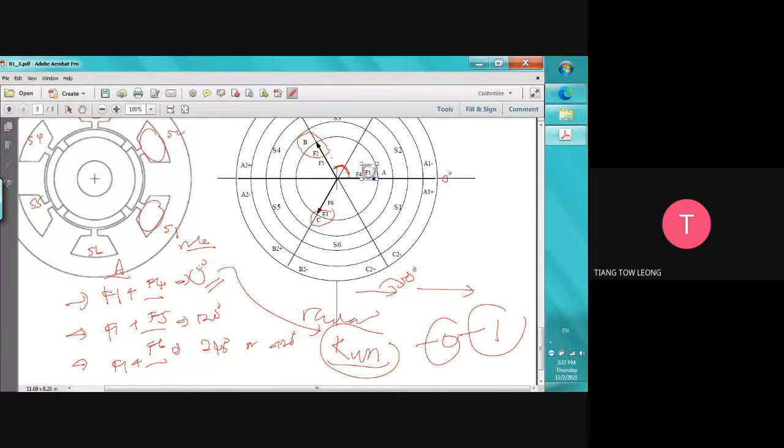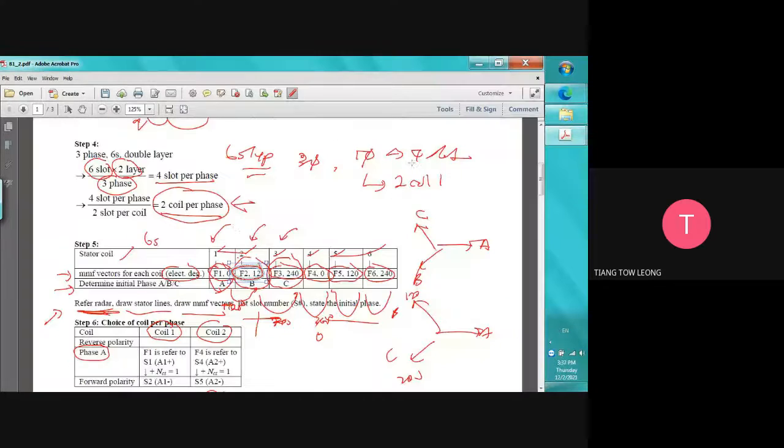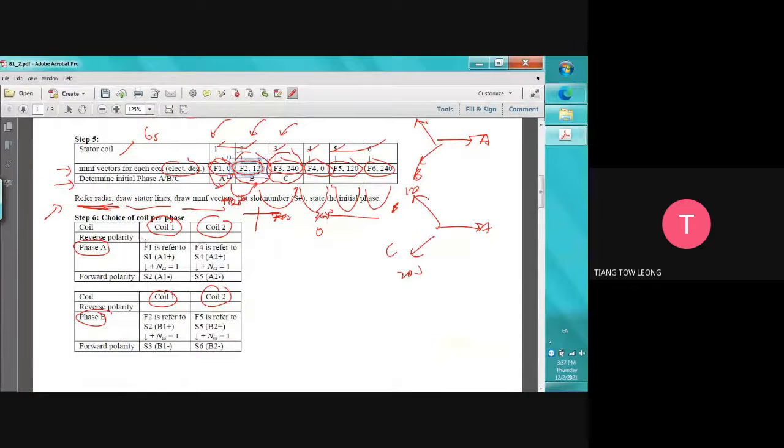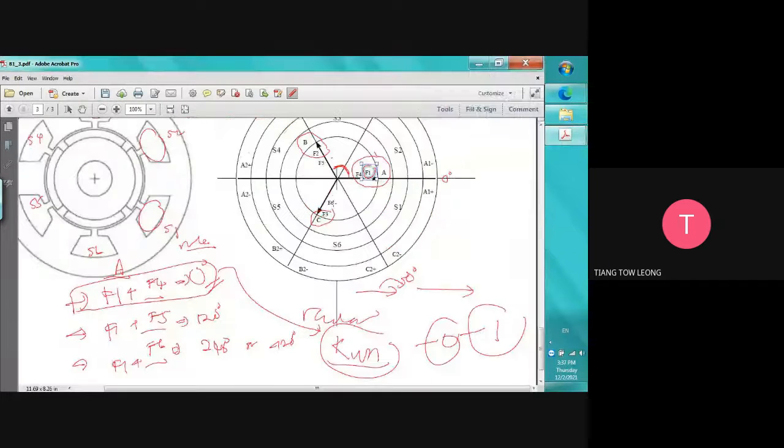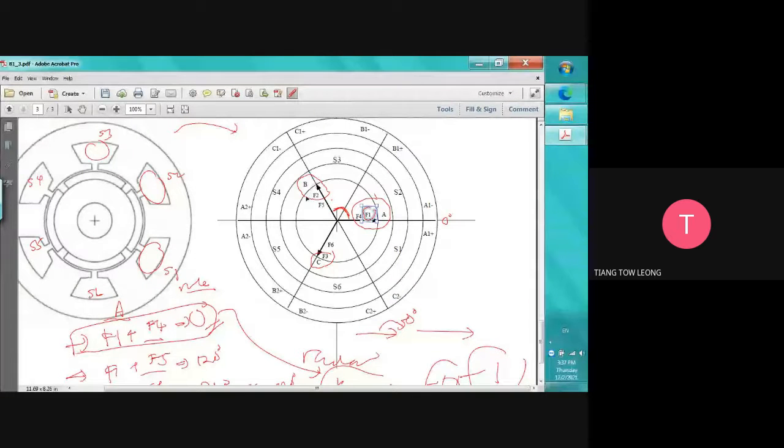In here we know that option 1 gives us 0 degrees. So we will choose F1 and F4, which belong to phase A. Next, what do we choose for phase B? For phase B, F2 is a must. Should we choose F2 plus F4? Cannot, right? F4 cannot be chosen because it is already chosen by phase A.